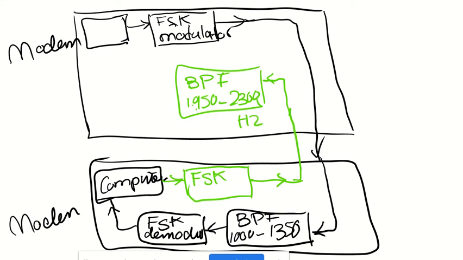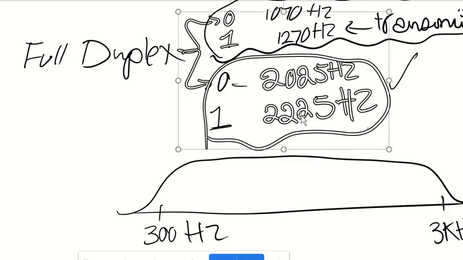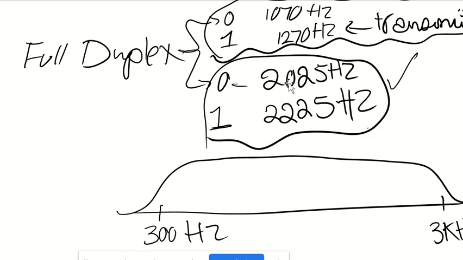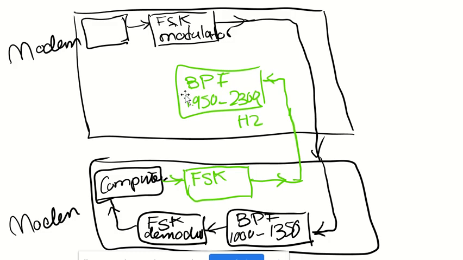Okay, so it goes from 2850 to 2300, which is a good thing because that means these two frequencies that I have for my answer signal will pass. So that will go there, and then it will go to the computer. So this should give you an idea about modems, what's happening inside. The thing is that in reality, you don't have two different cables, so it's the same thing.